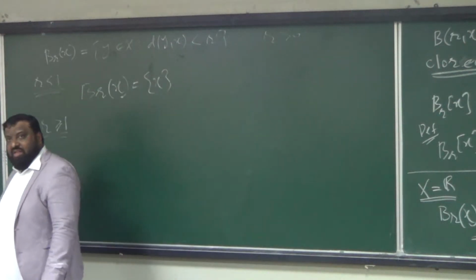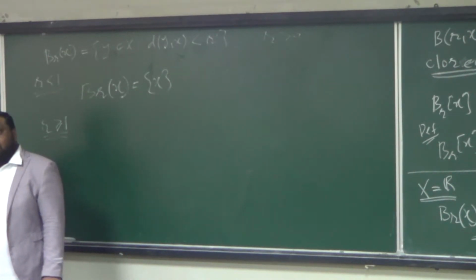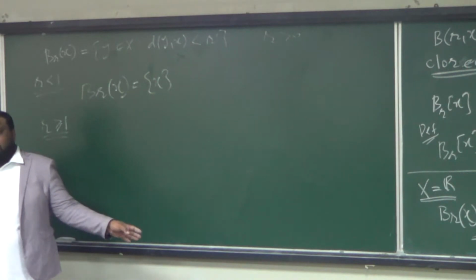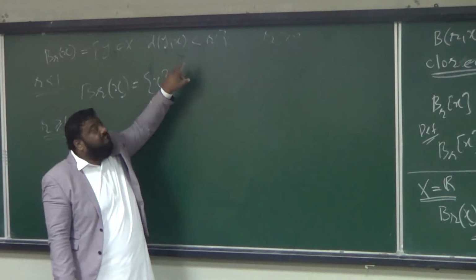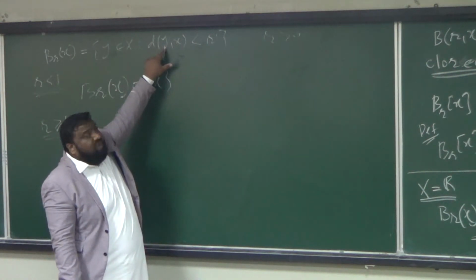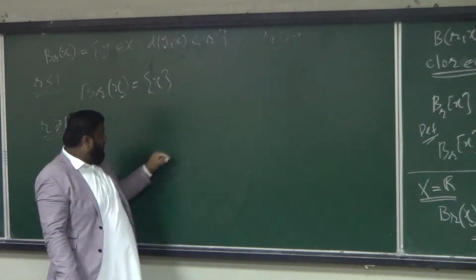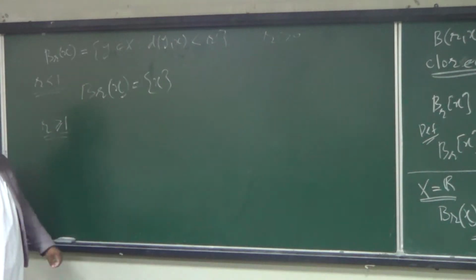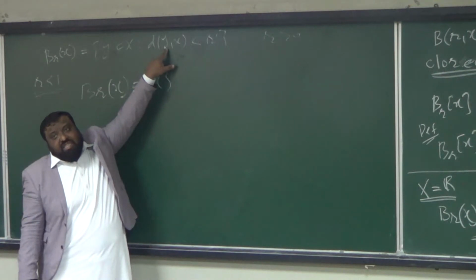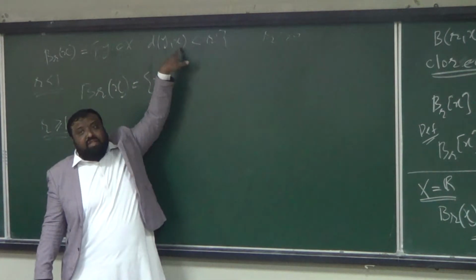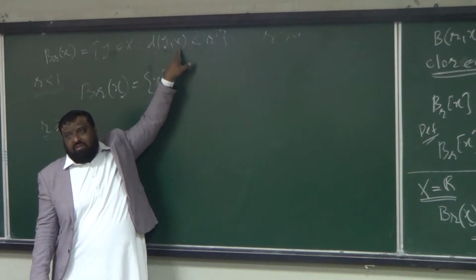Why not? If x comes, then the distance will be 0, and r is greater than 1. No, r is greater than 0, so it's fine. What we are demanding mathematically is those y's which satisfy this inequality. For example, if I take y to be x, then the distance between x and x is 0, and r bigger than 0 is true. So x is always in the ball. Always. Okay, yes, I got it.